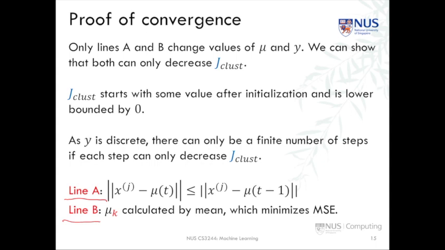How about line B? Line B is a little bit more complicated, but not much more than that. We can see that since each of the centroids, mu k, is calculated by the mean, it must minimize the mean squared error between the points and the center by virtue of the definition of the mean. Hence, both of these steps can only update J clust in a way that's minimizing the cost function. And because there's only a finite number of steps that can be made, we end up with a proof of convergence.